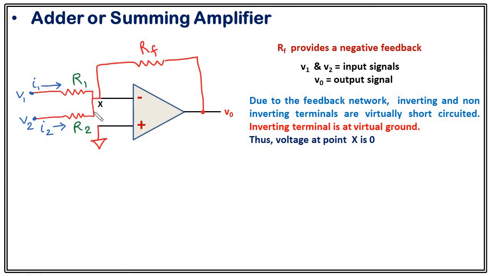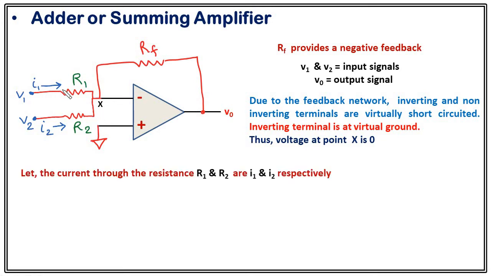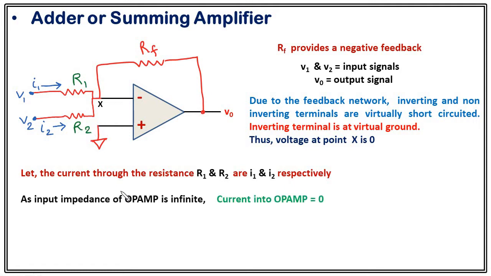Now let's say that the currents flowing through resistances R1 and R2 are I1 and I2 respectively. As the input impedance of an op-amp is very high, for a practical op-amp it is of the order of 10 to the power 5 to 10 to the power 6, we can assume that the current into the op-amp is 0. Therefore, this current I1 has no other path than the RF resistance. Same for the current I2. Thus, the total current I1 plus I2 will flow through the resistance RF.